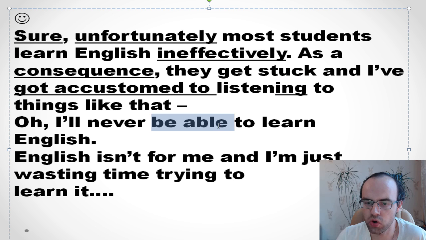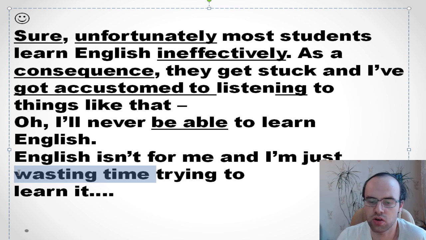We use be able in the future instead of can. So can in the future is will be able. I'll never be able to learn English, so I can't learn English. English isn't for me, and I'm just wasting time trying to learn it. It means English is too difficult. Maybe I tried to learn English but I don't have a result, so I need to stop. I'm wasting time, it's stupid trying to learn it.